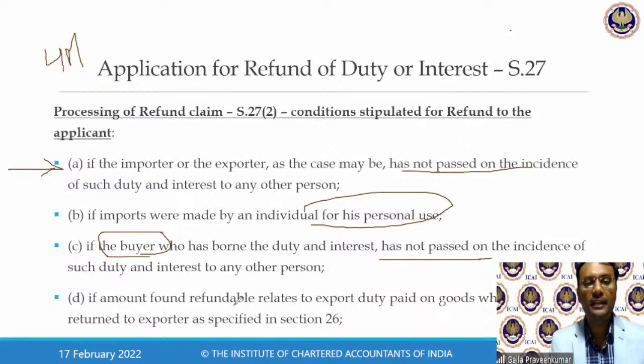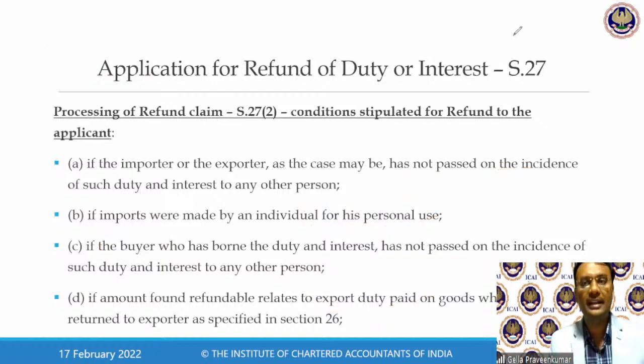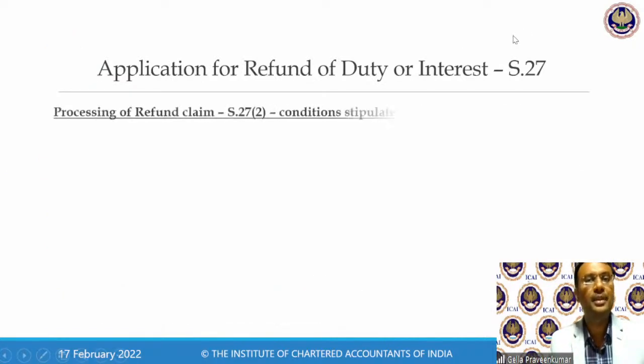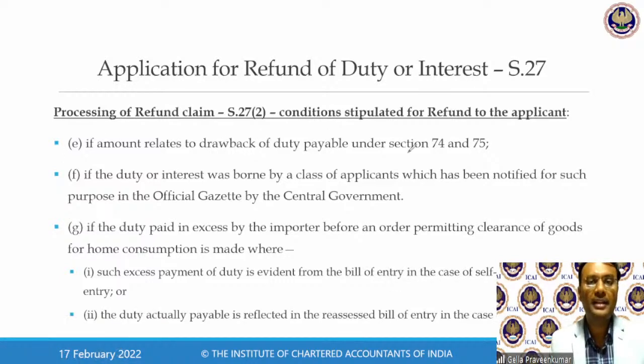The amount of duty which is found refundable relates to export duty. As I said, the example of jaggery. Sir, I have exported the goods, and they have been returned or rejected by my customer. Even then, this principle of unjust enrichment is retained intact. Further, if the amount relates to drawback of duty payable under section 74 or 75, unjust enrichment is not applied in line with the refund process.